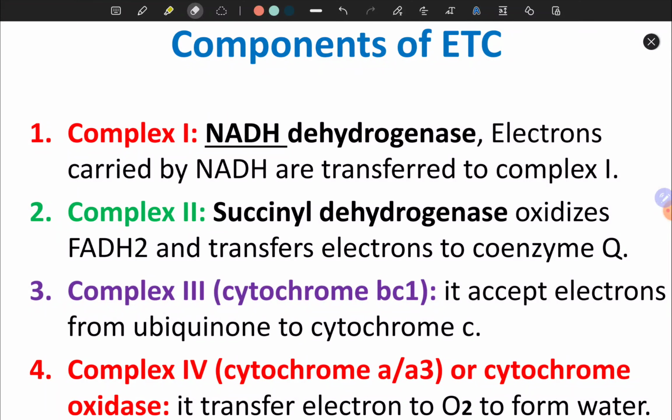Actually, I will not repeat most of them because I told you all on the figure. Just know that complex 1, NADH dehydrogenase, will take electrons from NADH to the coenzyme Q. Now we have complex 2 that will take FADH2.